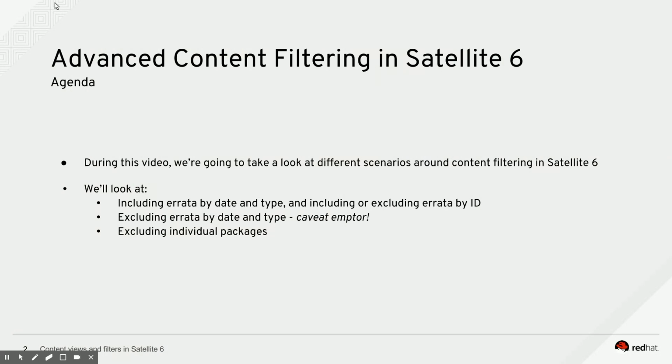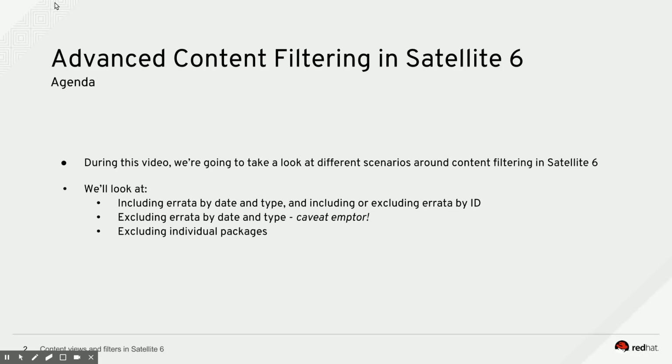To jump right in, today I want to talk a little bit about different scenarios around content filtering in Satellite 6. I'm going to look at including errata by date and type in a content view, and then including and excluding individual errata on top of that. We're going to look at excluding errata by date and type as well, and there is a very big caveat there, so we'll talk about that in a couple of minutes. And finally, we'll talk about excluding individual packages from a content view.